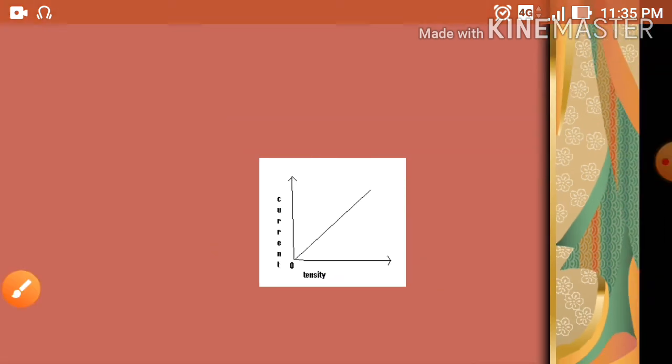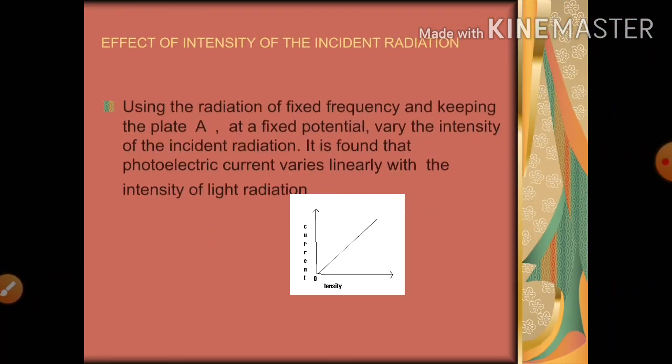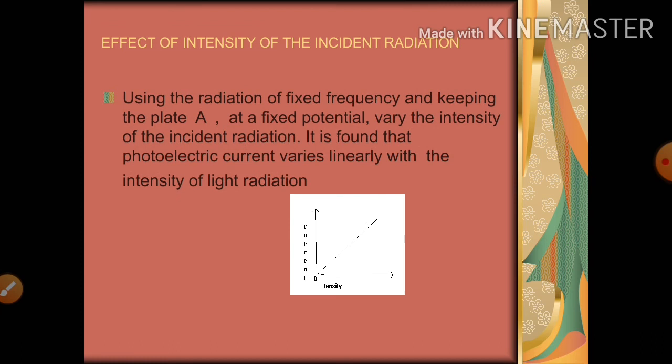Now, next, using a radiation of fixed frequency and keeping the plate A at a fixed potential, vary the intensity of incident radiation. It is found that the photoelectric current varies linearly with the intensity of light radiation.